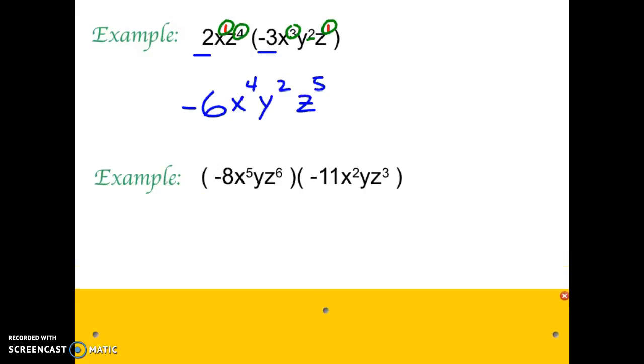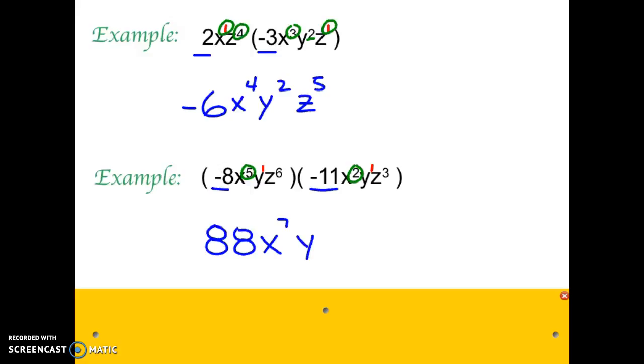And for our last example, once again, any place where the variable does not have an exponent, we would like to put in a 1. We multiply our coefficients together. Negative 8 times negative 11 will give us a positive 88. And then we start with our bases. For our x, we've got an exponent of 5 and an exponent of 2. So 5 plus 2 would give us 7.